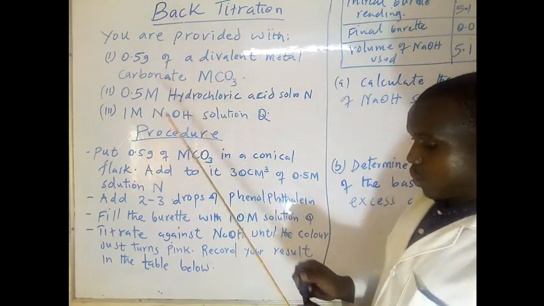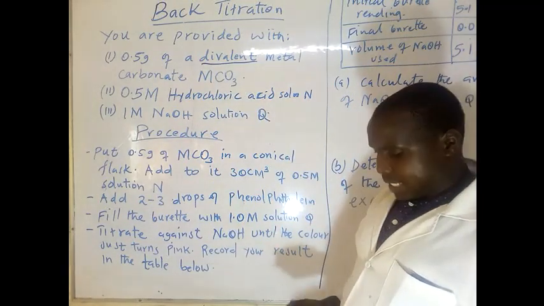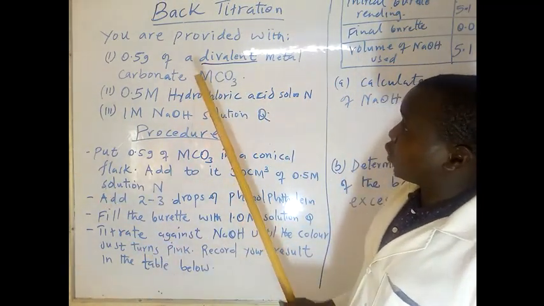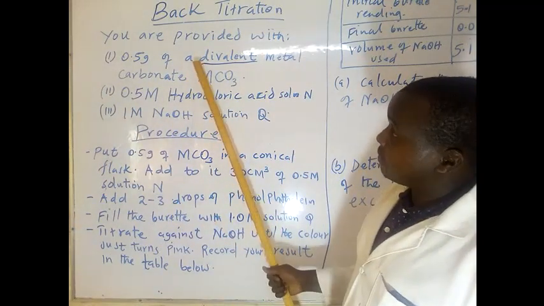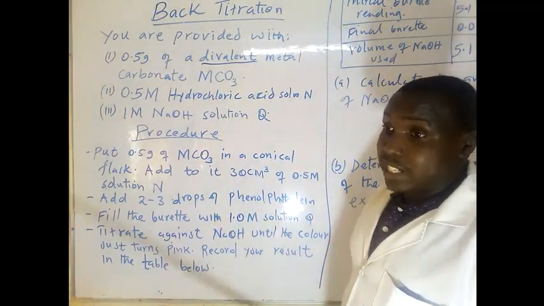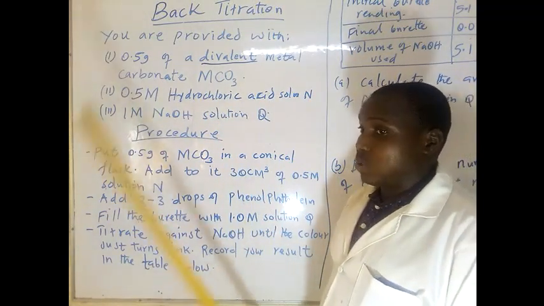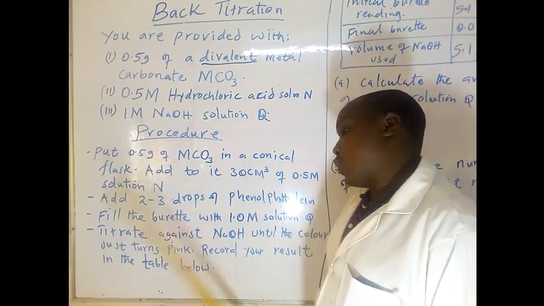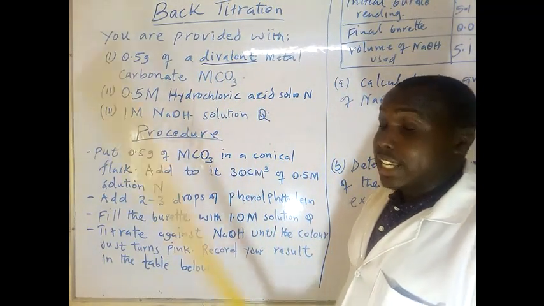I want to talk about the term divalent. Divalent means that this metal, M here, has got a valence of 2. So divalent means 2, the valence is 2. Monovalent means that the valence is 1. So you need to take care of those terms because they're very, very important when you are going to write the equation.